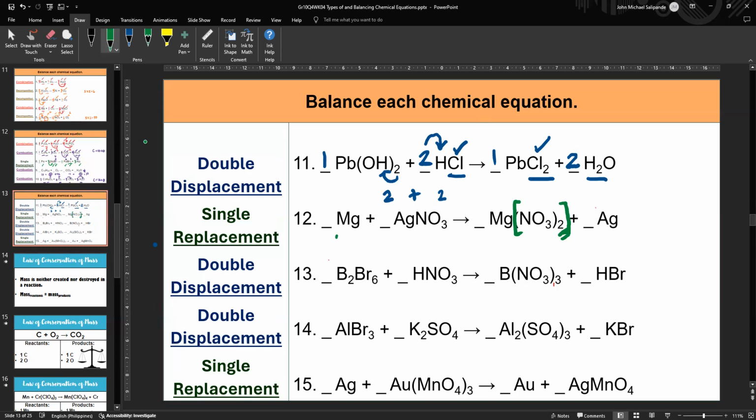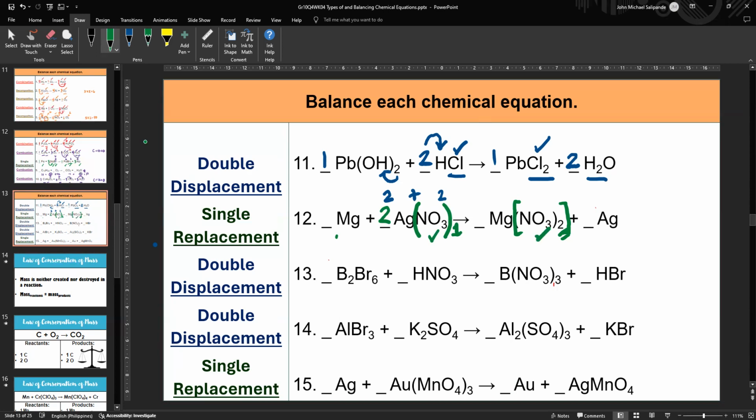However, on silver nitrate or AgNO3, you have only 1 group of NO3. So you have 2 groups of NO3 on the right and 1 group of NO3 on the left. So we have to multiply silver nitrate by 2. And because of that, NO3 is already balanced.